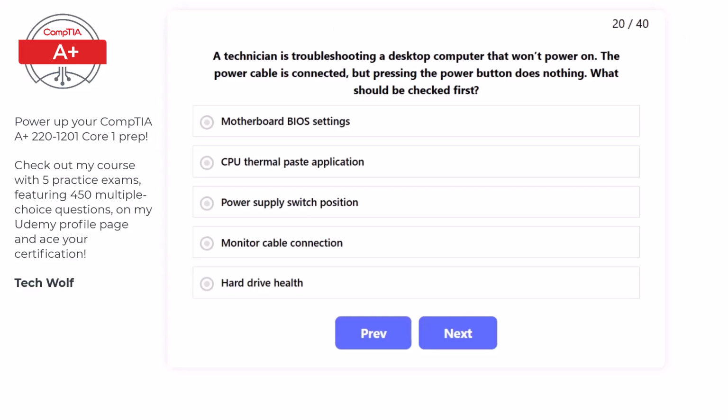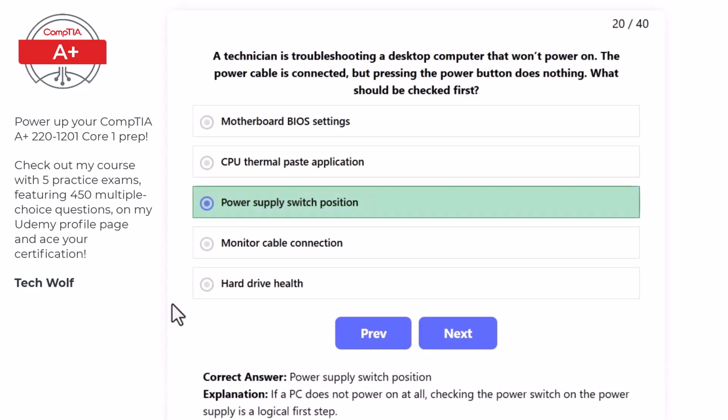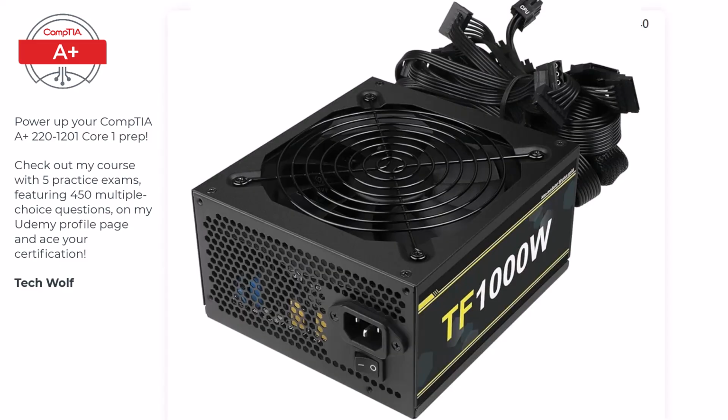And here the correct answer is power supply switch position, as if a PC does not power on at all, checking the power switch on the power supply is a logical first step. And the power supply is that box. If you have a tower PC, you will see it straight away, and usually they have on and off switches which you can turn on and off. And this doesn't really apply to laptops or mobile devices.